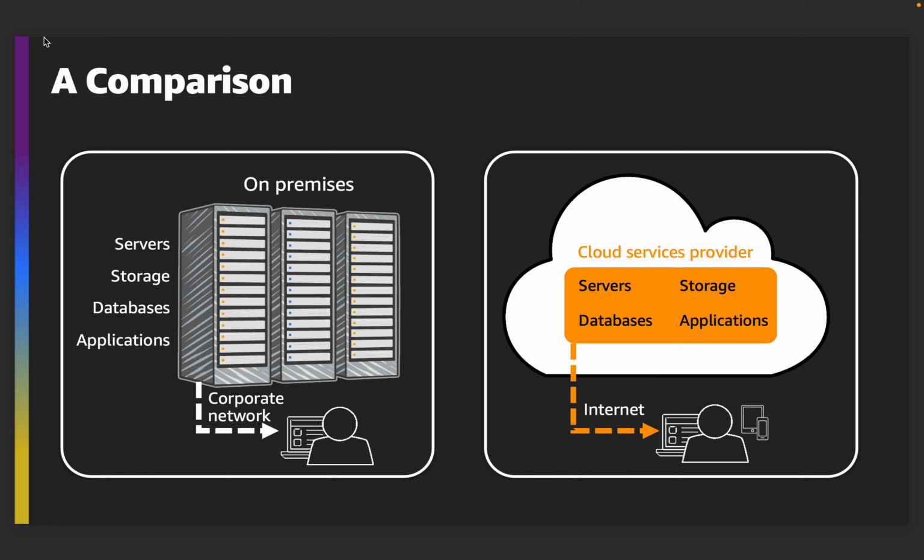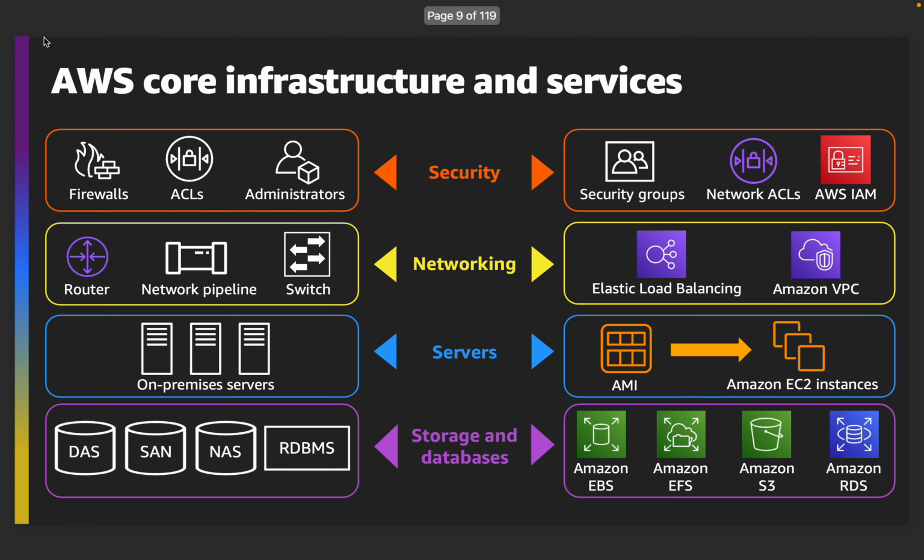Now a comparison of on-premises versus AWS. On premises, you maintain the server, storage, database, and application, and from here is the corporate network they use. On cloud, you are sitting on the internet, and AWS maintains everything: server, storage, database, application. So let's talk about four things, the comparison of on-premises versus AWS.